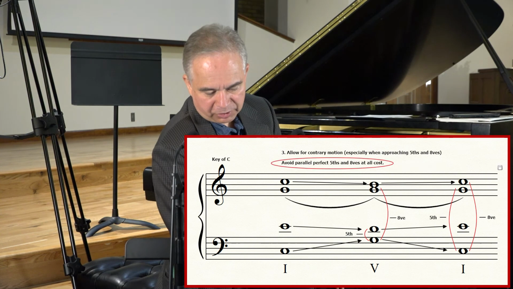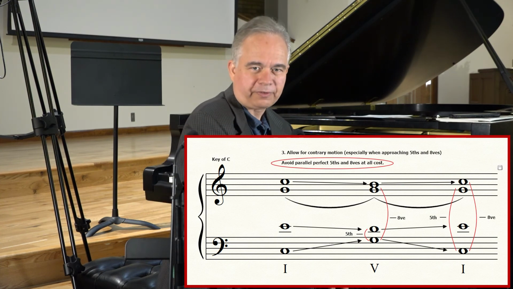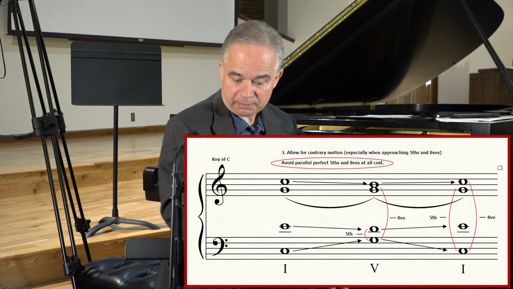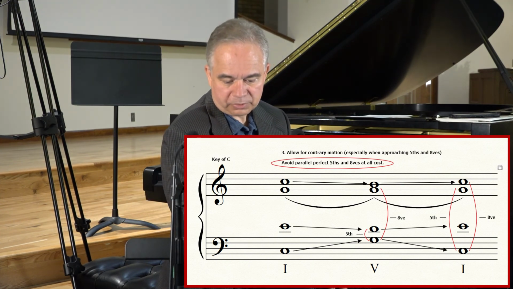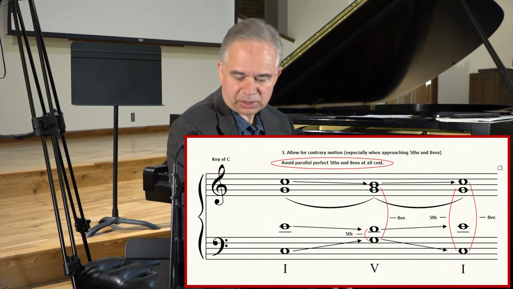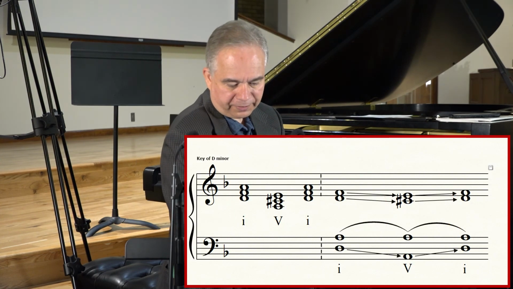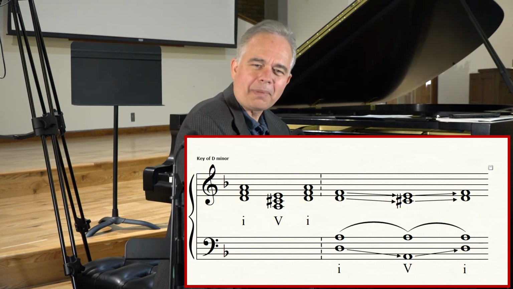This one tells you about this rule here. Contrary and oblique motions are okay when approaching perfect fifths and octaves, but not parallels. We try to stay away from parallel fifths and octaves as much as we can. All right, let's take a look at another harmonic progression of the 1-5-1, this time in a minor key.